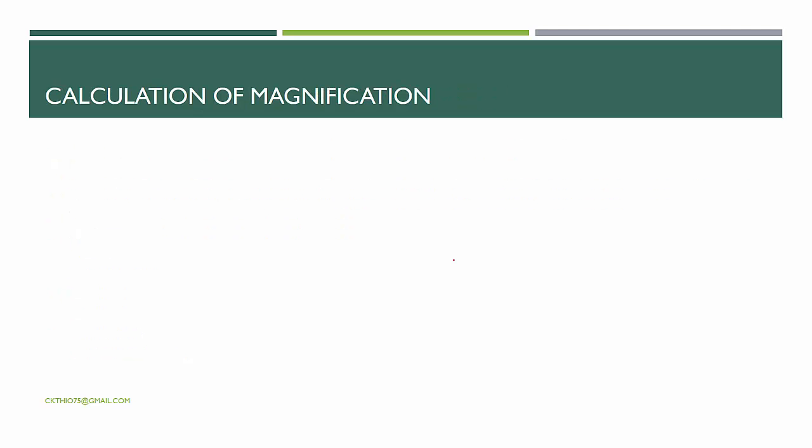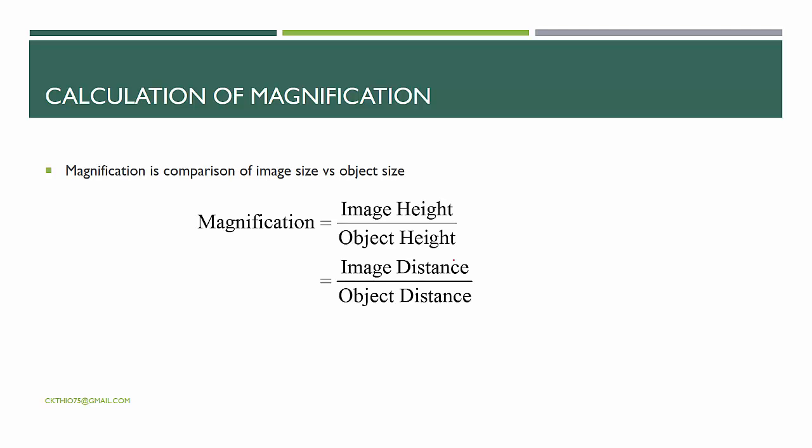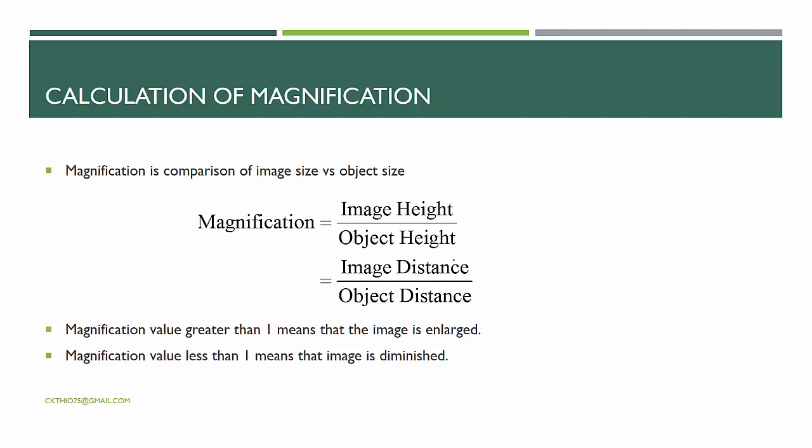Just a note on calculation of magnification. It's just a comparison of the image size versus the object size. So the formula is generally image height over object height. Alternatively, you can also use image distance over object distance. If the magnification value is greater than 1, it means that the image is bigger, enlarged compared to the object. And if it's less than 1, then the image is smaller than the object.